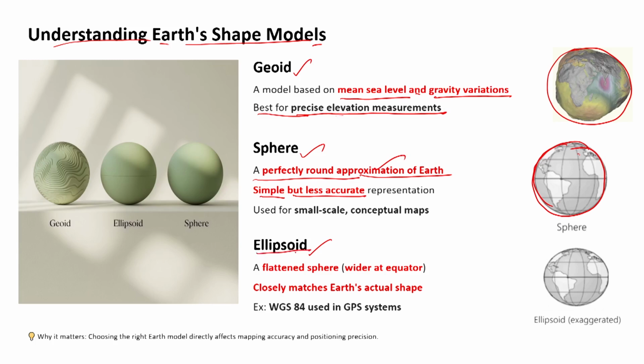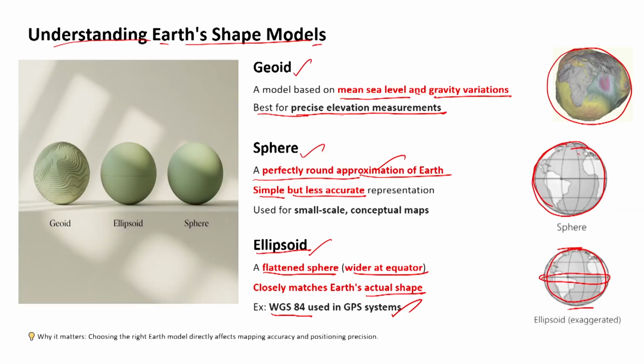Look at the ellipsoid: it tries to match the actual shape of the earth, it is not an approximation. It is a flattened sphere, widened at the equator. Look here, at the equator it is somewhat wider, whereas on the pole side you can see the flattening. A very good example is WGS 84, used in the GPS system. That is what I am saying: if you are working with geospatial software or any survey, land-based survey, total station, or drone survey, whatever it may be, you have to have a clear understanding of what the geoid, sphere and ellipsoid are.